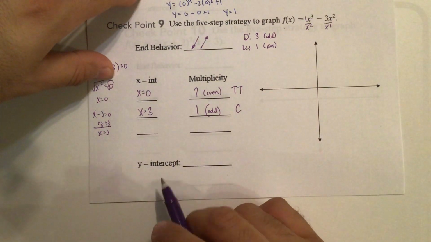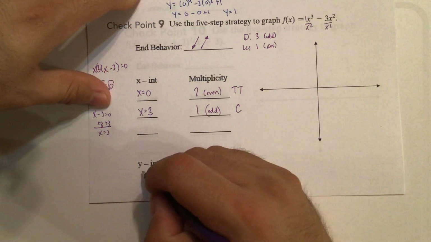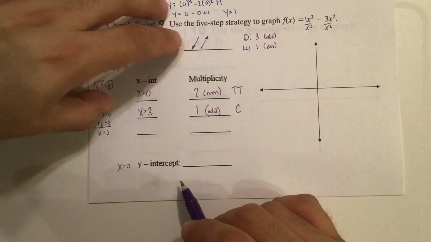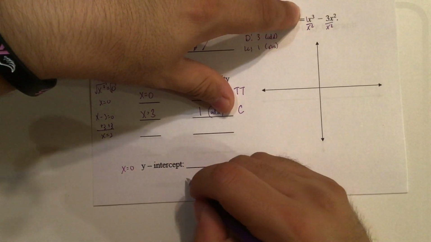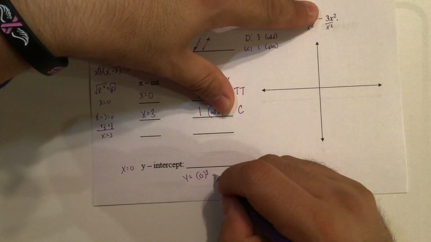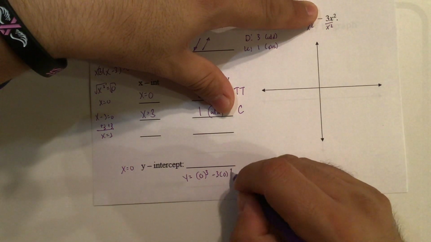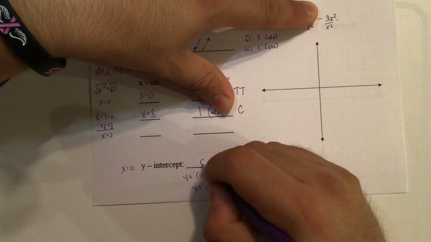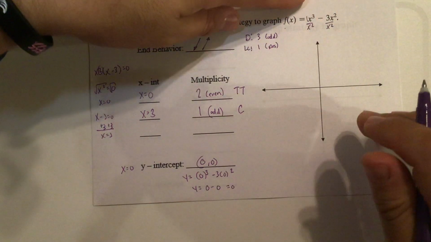Now to find the y-intercept, we set x equal to 0 and we plug it in. So our equation is right here. So y equals 0 cubed minus 3 times 0 squared. So 0 minus 0 is 0. So our y-intercept is at (0, 0).